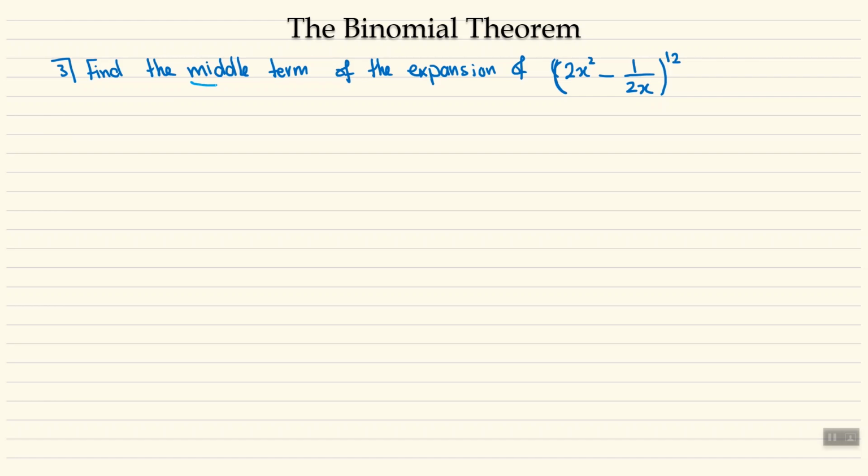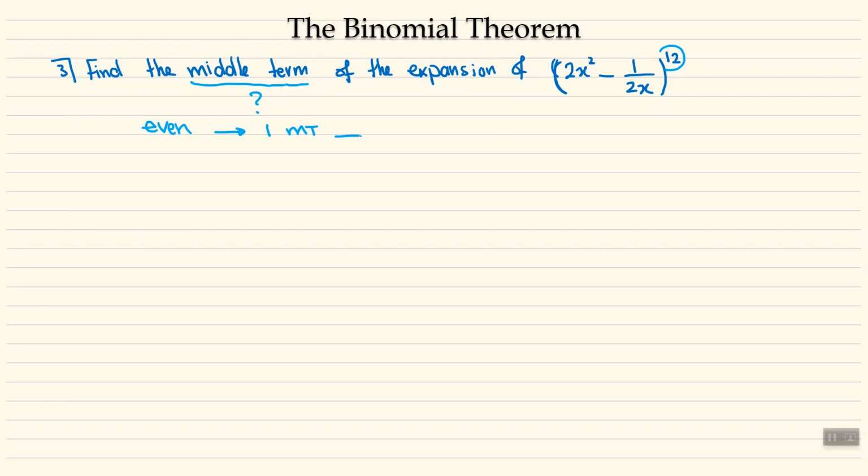First of all, before we find the middle term, we need to know which term it is. What is the order of it? And since the power is even, we will have only one middle term. So the power is even, right? And if the power is even, it means we have one middle term.